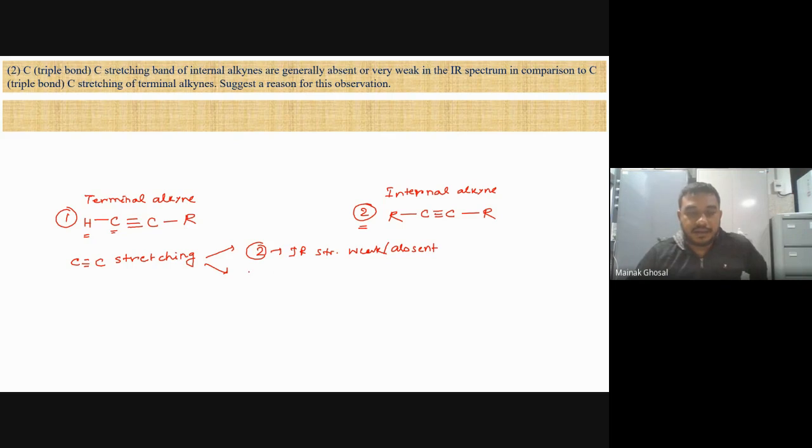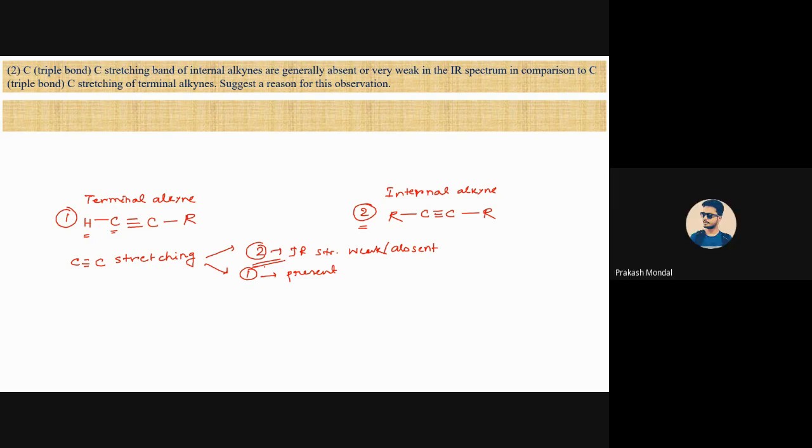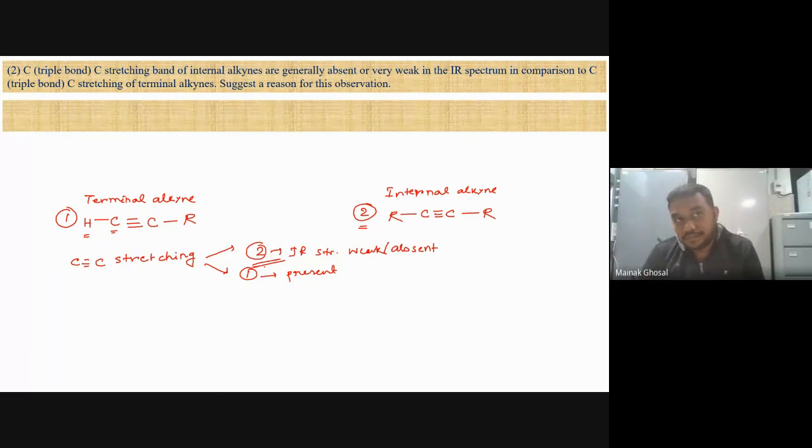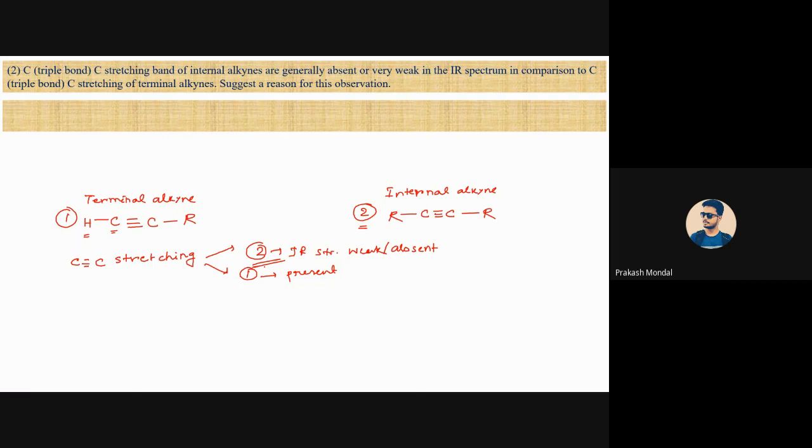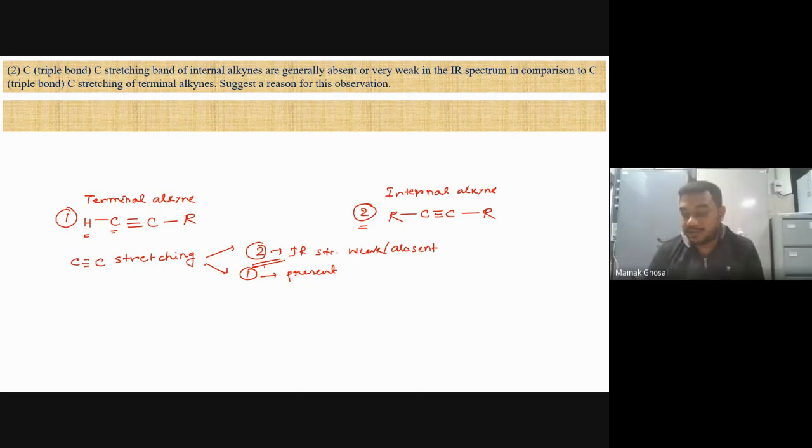But for here, 1 is present. The reason is, why for internal alkynes the IR stretching is generally absent or very, very weak. What could be the reason? Is this due to the plus I effect of the alkyl groups in internal alkyne? What will happen then? Sir, plus I effect will decrease the bond strength between C triple bond C. How will plus I effect decrease it?